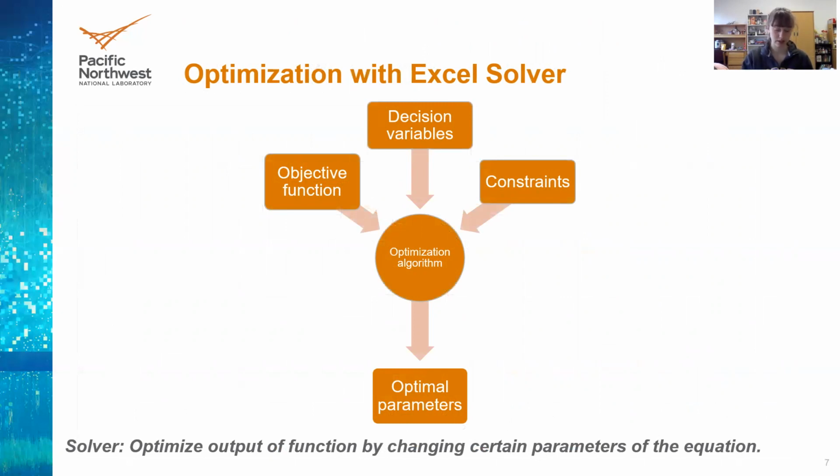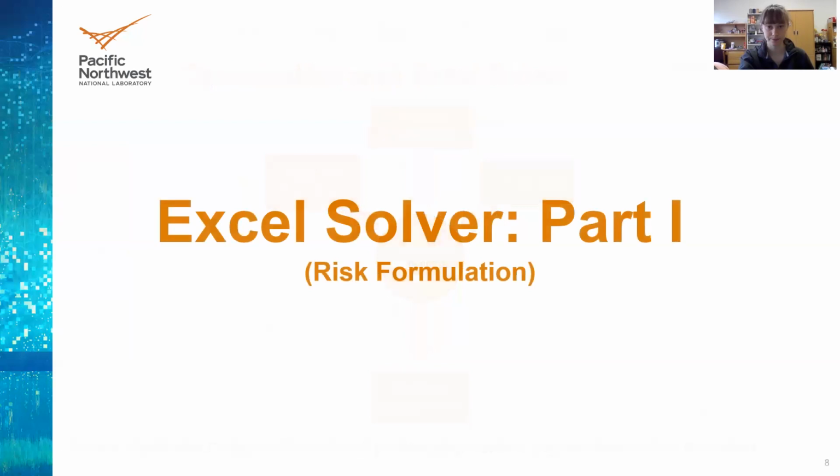And just to take a quick step back, I mentioned that Excel Solver was used as one of the main optimization tools in this project, so I just wanted to explain a little bit about how optimization with Excel Solver works. With Solver, we have an objective function, which is a function whose output we want to minimize or maximize by changing the decision variables, which are the inputs to the function. And then we might have constraints, which are limiting factors on the objective function or decision variables or both. And these are passed into an optimization algorithm using Solver. And then we are left with the optimal decision variables to optimize the objective function.